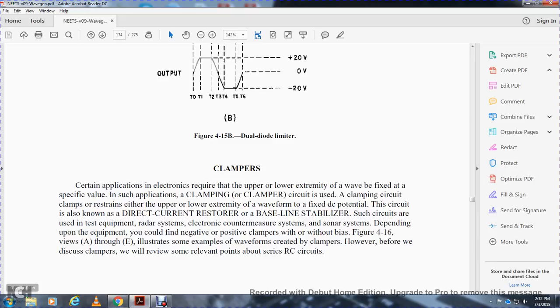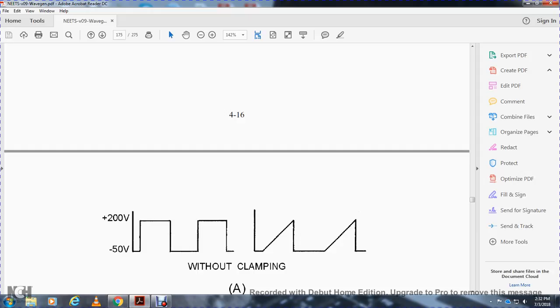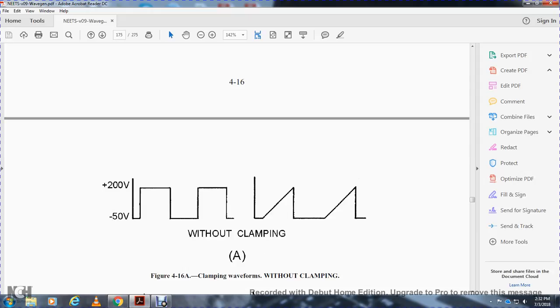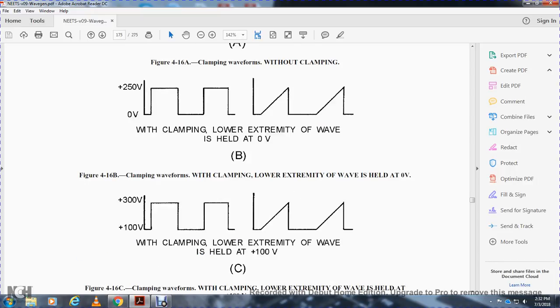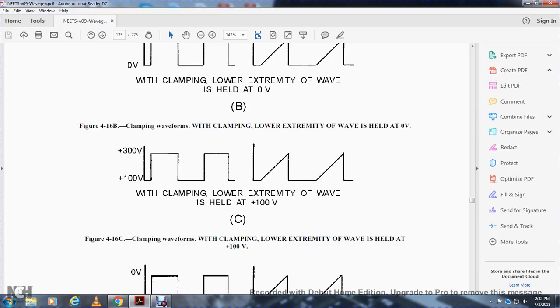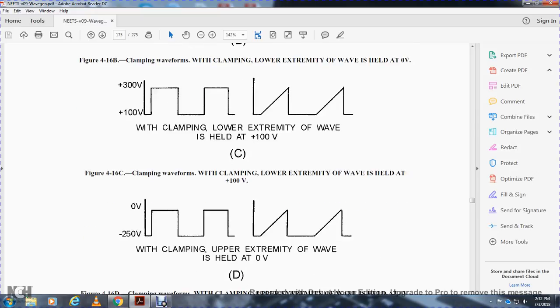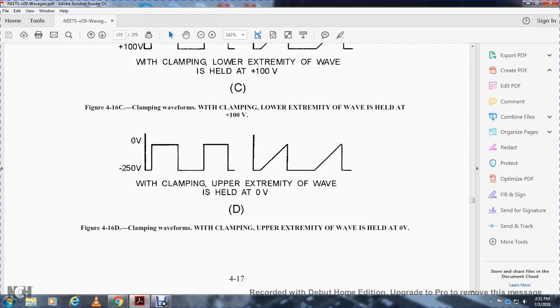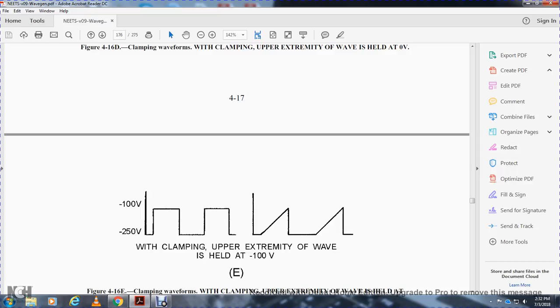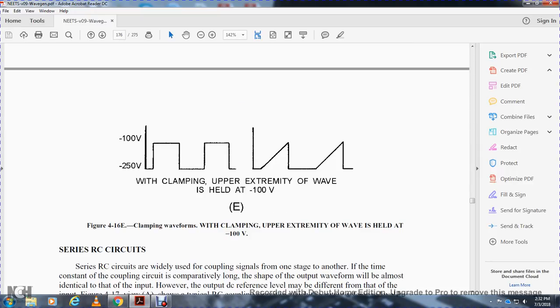Figure 4-16, views A through E, illustrate examples of waveforms with and without a clamp. However, before discussing clampers, we will review some relevant points about series RC circuits. View A shows the waveform without clamping, at 200 volts and negative 50 volts. Next are waveforms with the lower extremity clamped and held at 0 volts, the lower extremity held at 100 volts, the upper extremity held at 0 volts, and the upper extremity held at negative 10 volts.